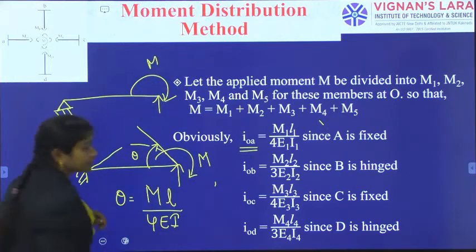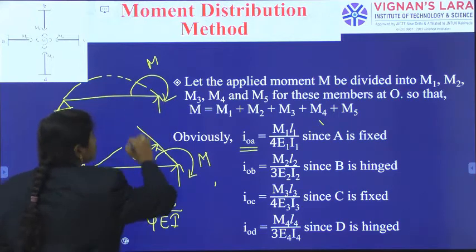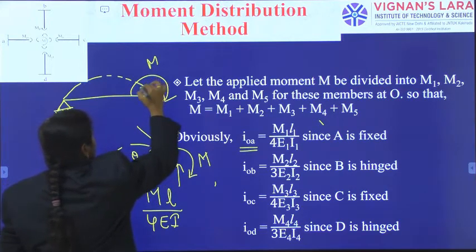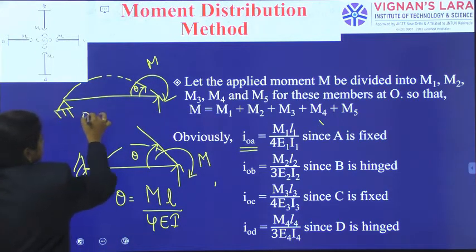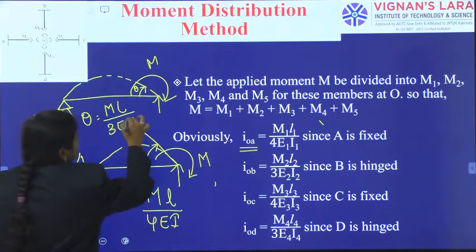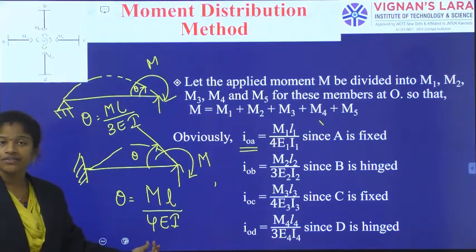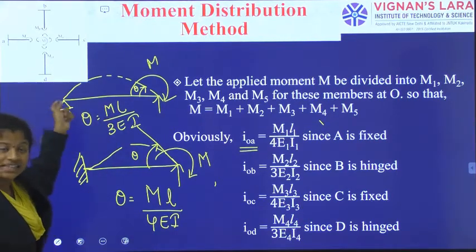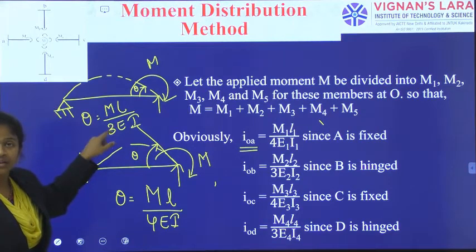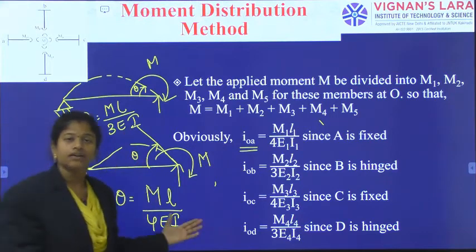If the farther end is hinged, then you can see this theta is equal to ML divided by 3EI. When the farther end is fixed, it will be divided by 4. When the farther end is hinged, it will be divided by 3. So you can remember these two conditions. Here I am writing those terms only.